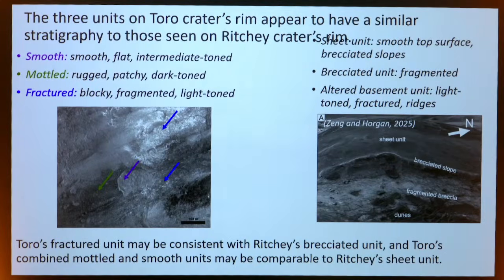I would need more actual compositional data. That would be the next step here to actually determine which they're more likely related to. And then our modeled and our smooth units seem to be comparable to what Lingqi described as Ritchie's sheet unit with the flat top and the brecciated slope.